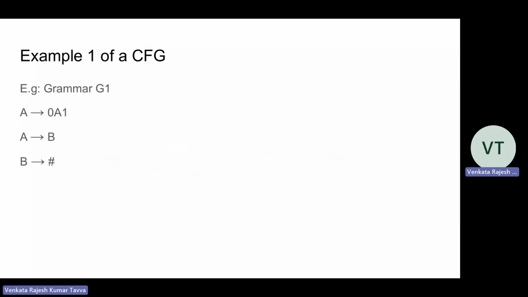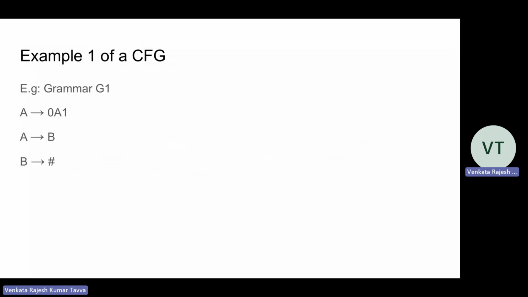Now within the string again there is an A. Again this A I can replace with 0A1, or I can even replace with B. So whenever I see an A, I can either replace it with 0A1 or I can replace it with B. And whenever I see a B, I have only one option. I have to replace it with a hash. Okay, so assume this is my grammar.